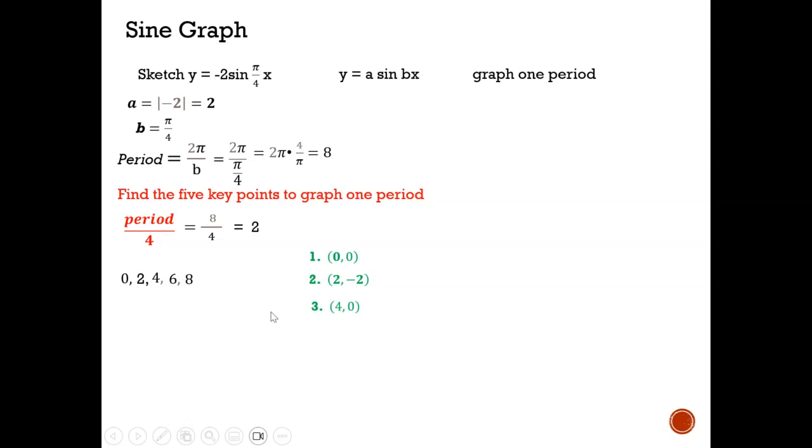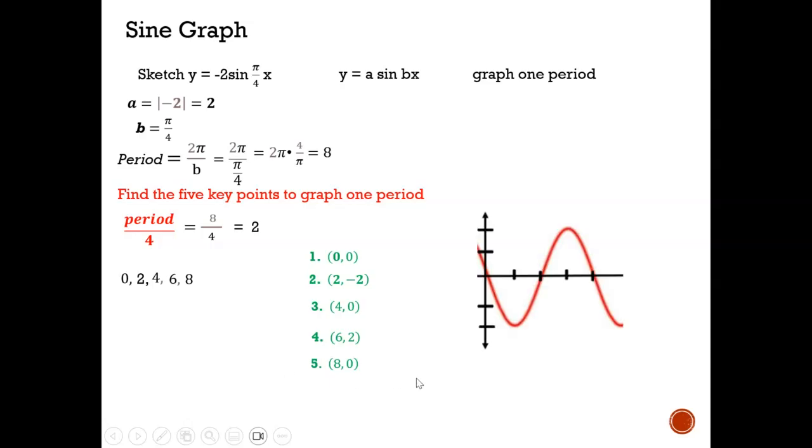And then 4, 0. Then comes 6, amplitude, because it's going to be the opposite. In reality, this should have been negative amplitude because it's negative here. It'll be positive amplitude, which will be 2: 6, 2. And then finally, 8, 0. Right? Here's my 2, 4, 6, 8. Here's my first point, 0, 0. Then 2, negative 2. Then 4, 0. Then 6, 2. And 8, 0.